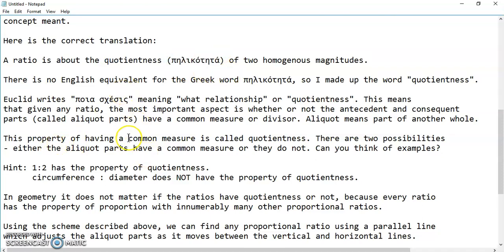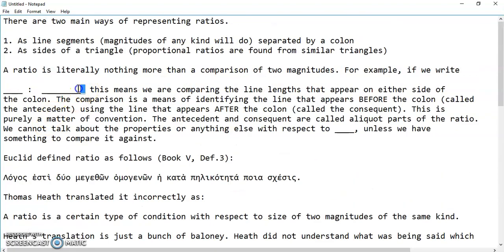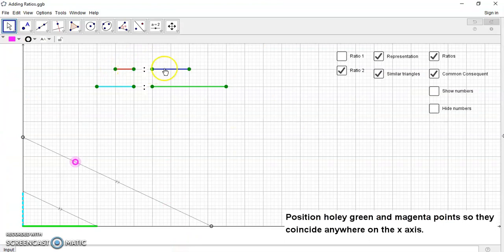Pelikotita simply means that given any ratio like this, these parts of the ratio either have a common measure or they don't. If they have a common measure, then we can proceed to do things with them. If they don't, then the only thing we can do is have a proportional ratio, and we can only do arithmetic in geometry. We cannot really do the arithmetic in algebra. Okay, and I'll show you why in a moment.